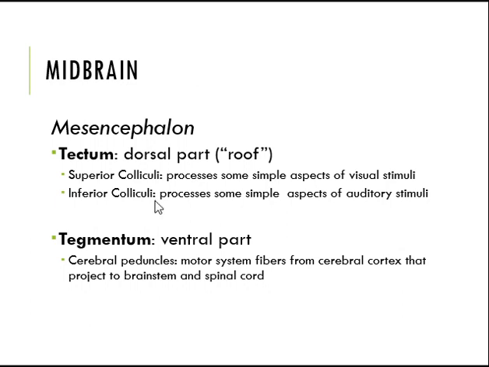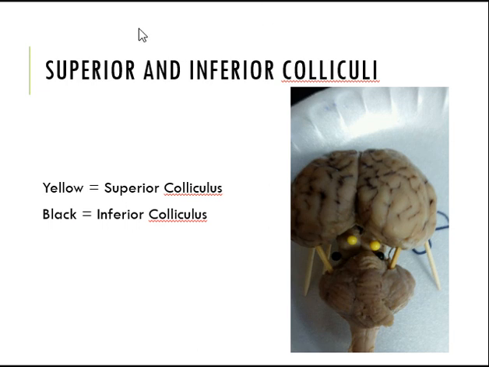Further, we have the tegmentum, which is the ventral part of the mesencephalon, and which contains the cerebral peduncles. These are motor system fibers from the cerebral cortex that project to the brainstem and spinal cord. So here is a pinning of the superior and inferior colliculi. With the yellow pins, we have the superior colliculus, and the black pins, which are a little hard to see, are the inferior colliculus.